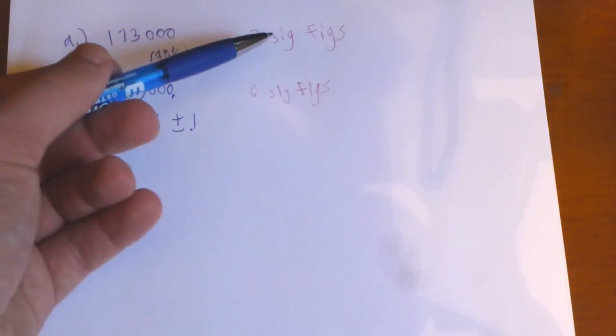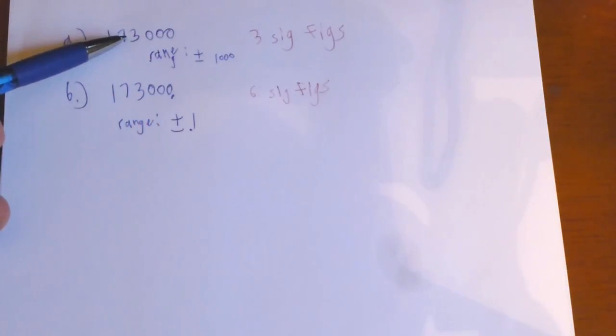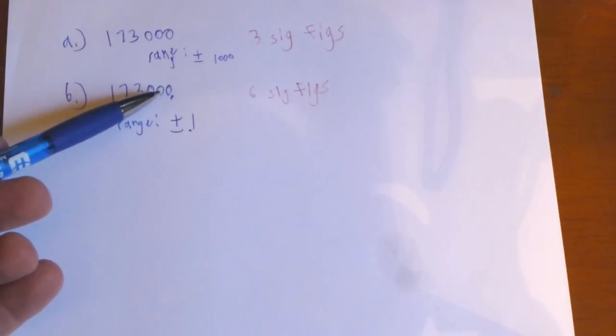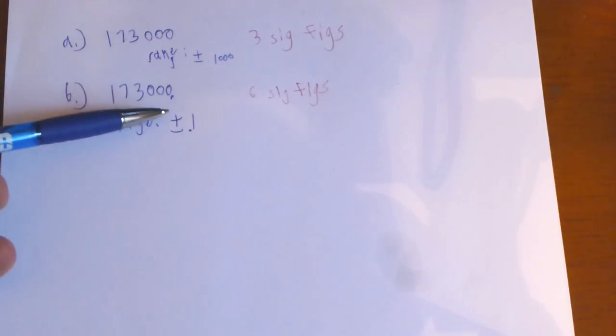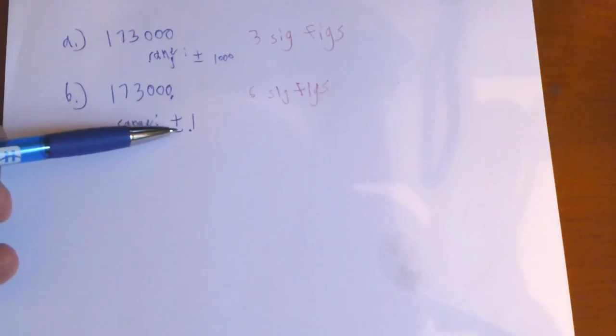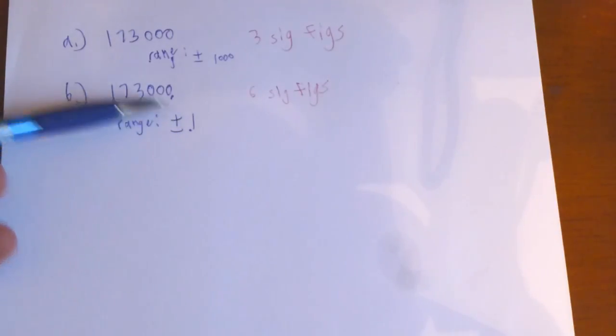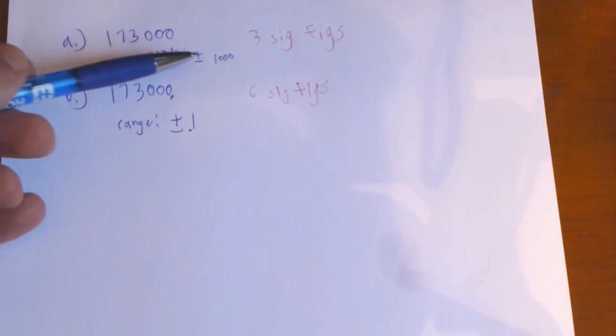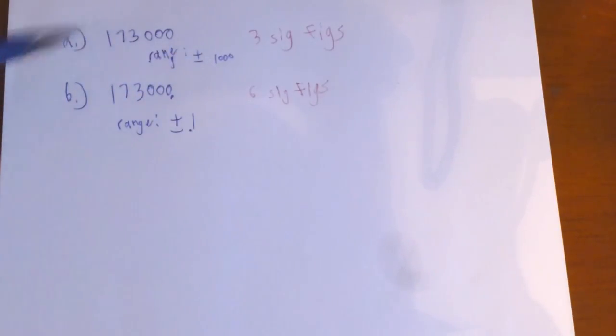Therefore, we have 3 sig figs, only 1, 7, and 3, and 6 sig figs for this, because these zeros are very important. It shows us that our range is plus or minus 0.1, rather than 174,000 or 172,000 if you add 1,000 or subtract 1,000. So let me try and break it down further. Significant figures include all numbers except for 0.